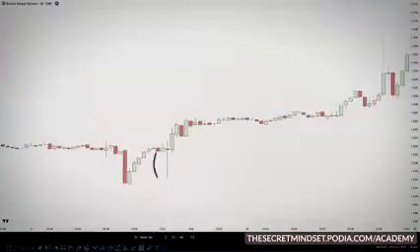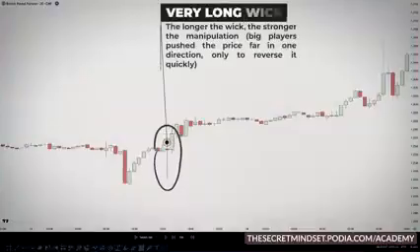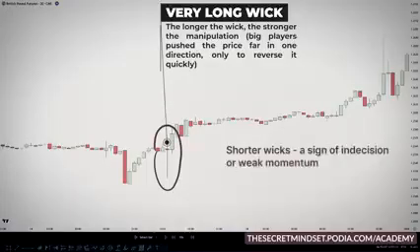The longer the wick, the stronger the manipulation. A very long wick shows that big players push the price far in one direction, only to reverse it quickly. This is a sign that they are actively trying to trap traders. Shorter wicks, on the other hand, might just be a sign of indecision or weak momentum.